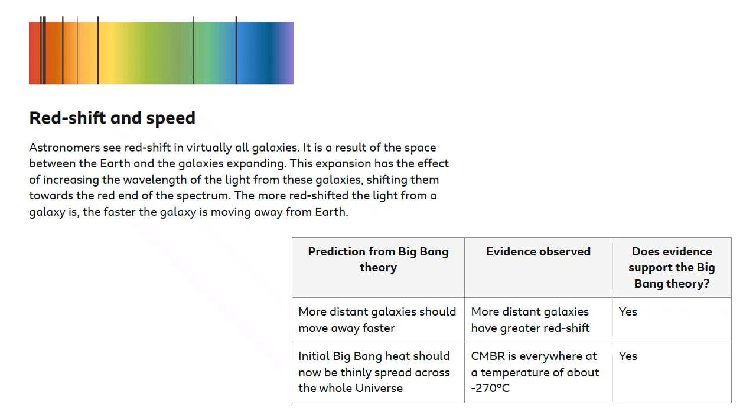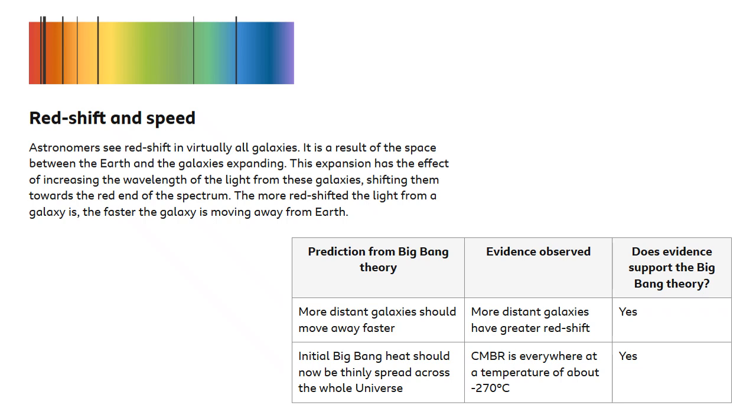Right, redshift. If something is redshifted, it means it is moving away from us. So astronomers see redshift in virtually all galaxies. It is the result of the space between the Earth and the galaxies expanding. This expansion has the effect of increasing the wavelength of the light from these galaxies, shifting towards the red end of the spectrum. The more redshift there is, the faster the galaxy is moving.